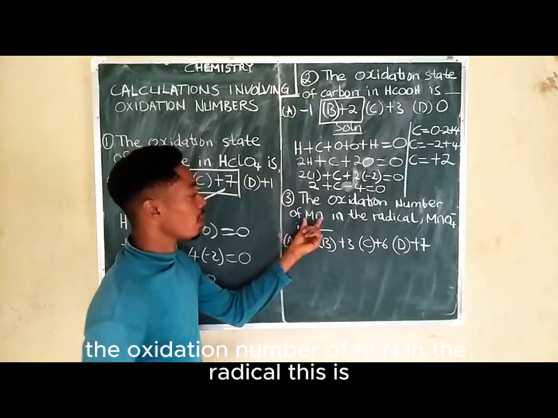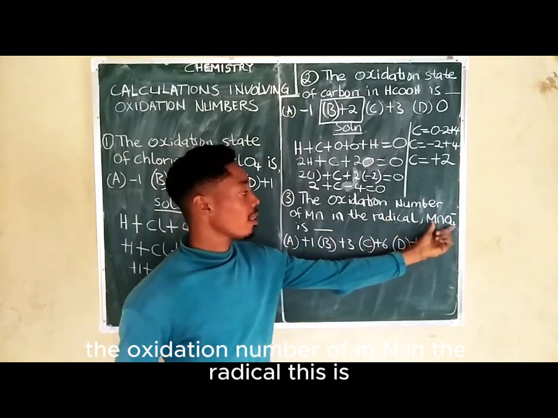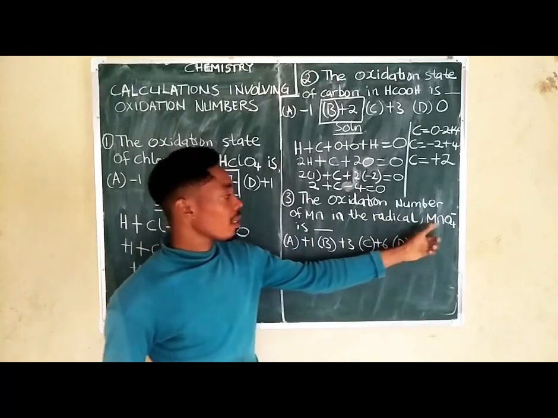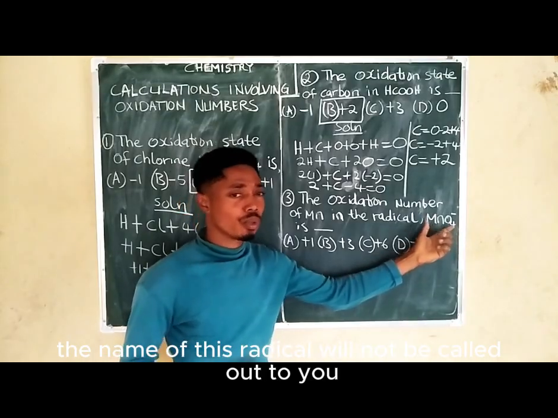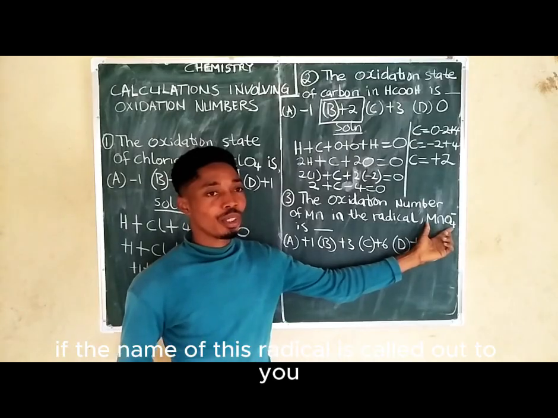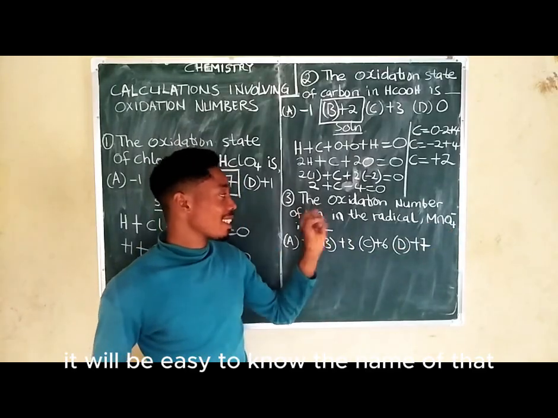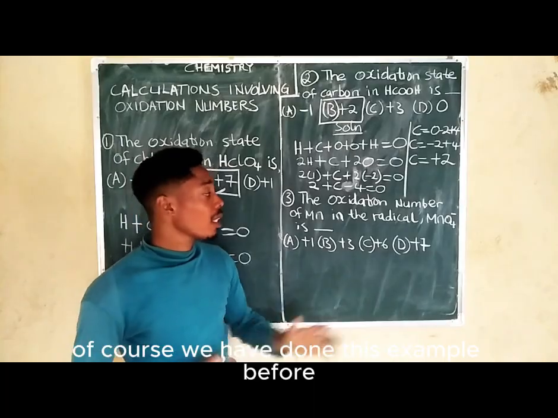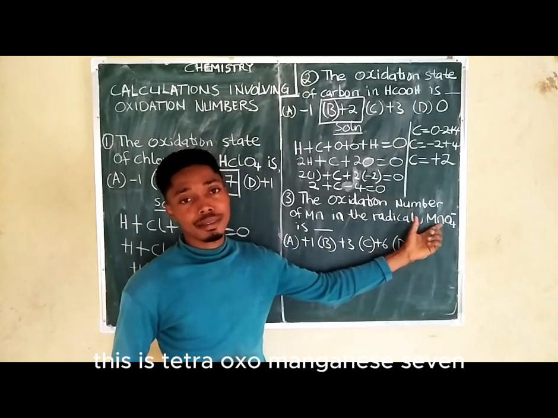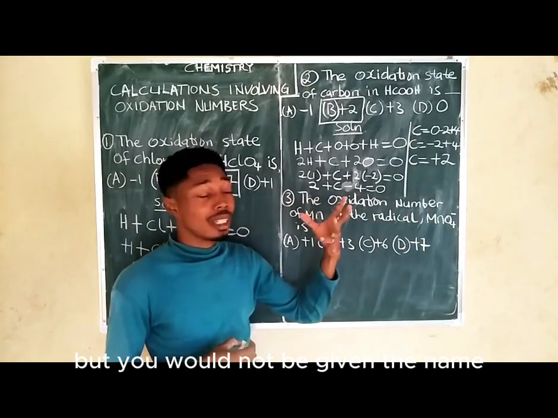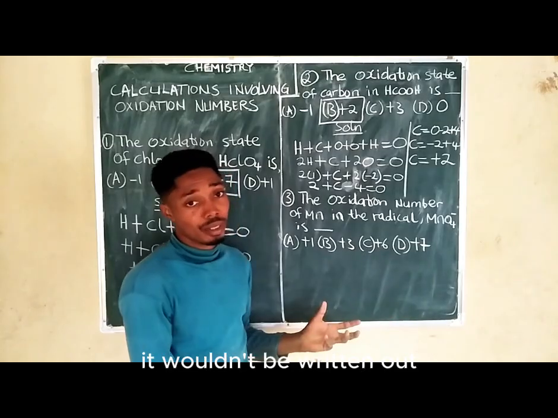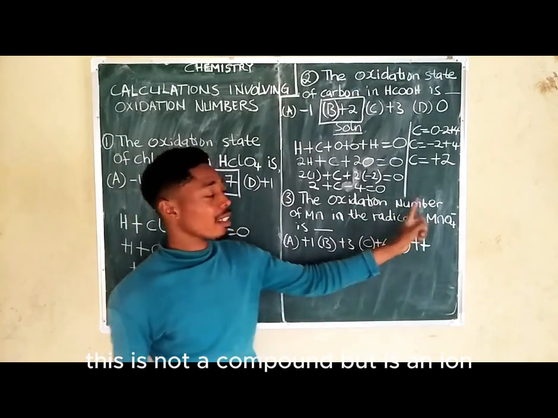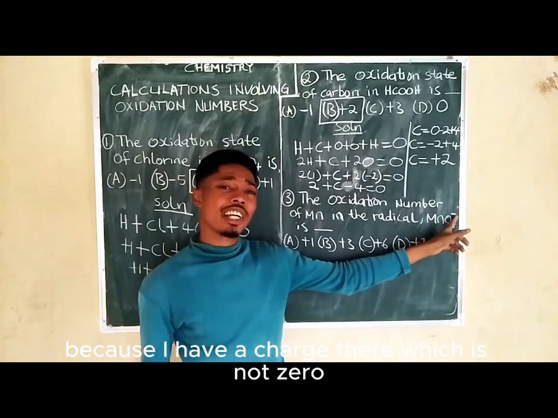The oxidation number of Mn in the radical, this is, the name of this radical will not be called out to you. If the name of this radical is called out to you, it will be easy to know the oxidation number of that atom. Of course, we have done this example before. This is tetraoxomanganate(VII). But you would not be given the name; the chemical formula will be written like that. This is not a compound, but an ion, because I have a charge there which is not 0.